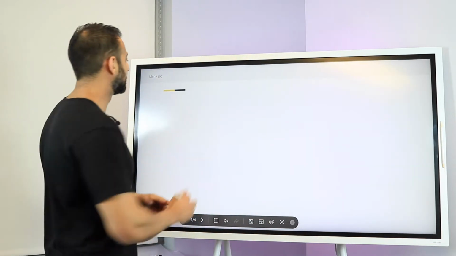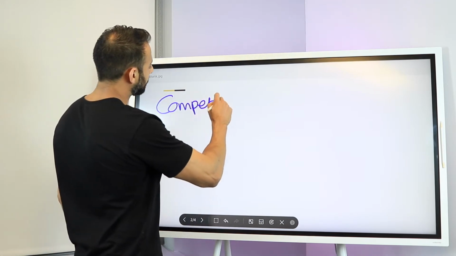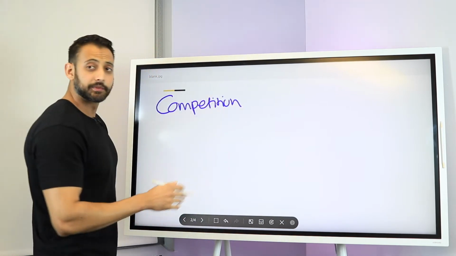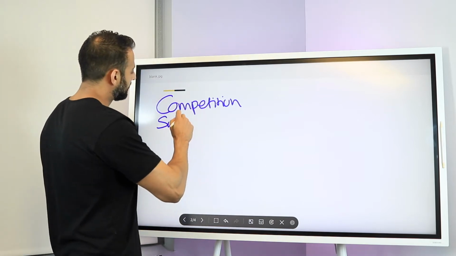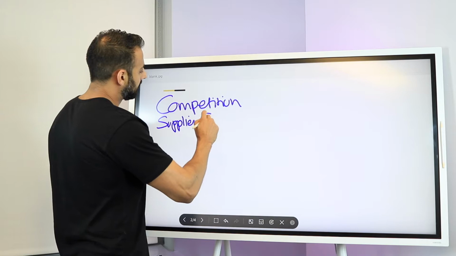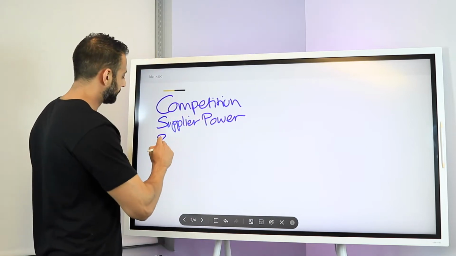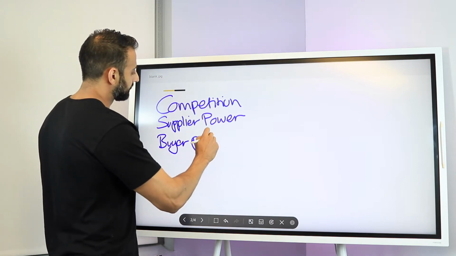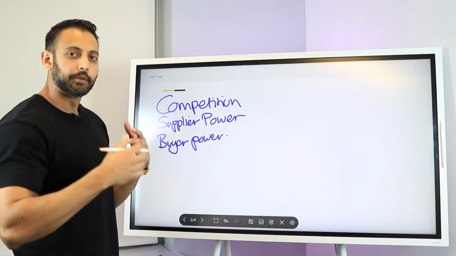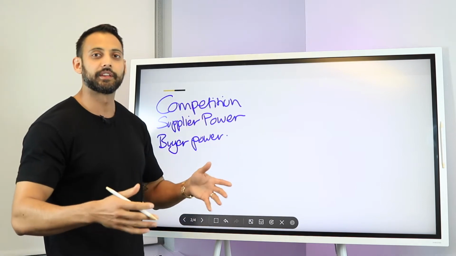So very, very quickly, you've got competition. You've got suppliers and buyers, right? Supplier power. And you've got buyer power. And remember what those are? That's the power that your suppliers have when it comes to changing the price. If there's a lot of suppliers out there, they'll have less power.